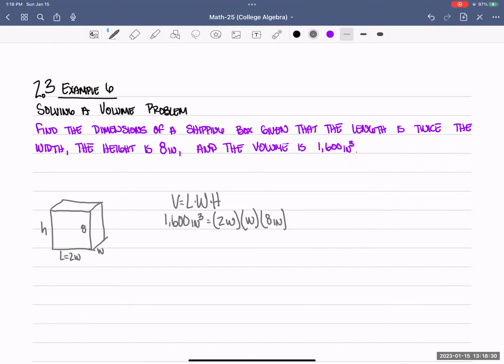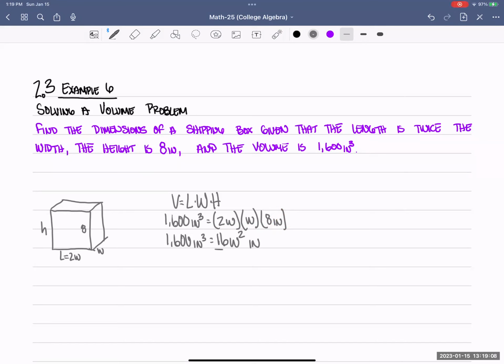So let's multiply the entire right side together. Inches cubed. And that's equal to, numerically, we have 2 times 8. That's 16. Next, we have our variable, width times width. That's going to be W squared. And lastly, we have our unit, inches. All right, so the only thing we can solve for is going to be our width.